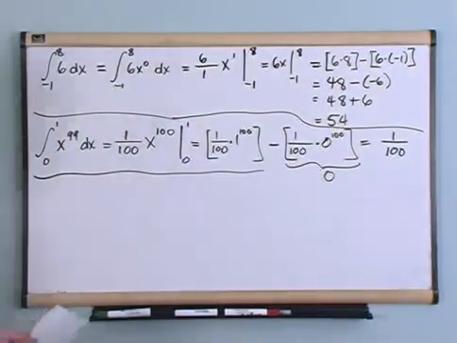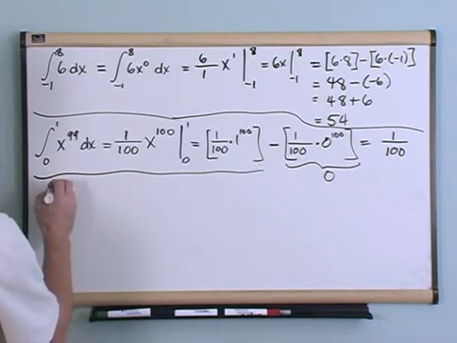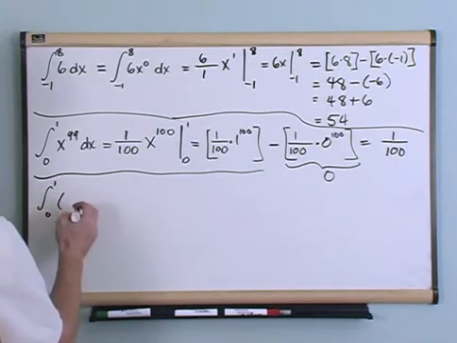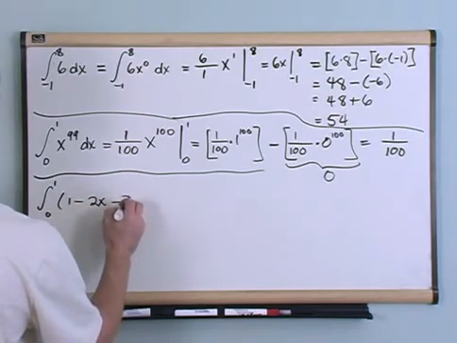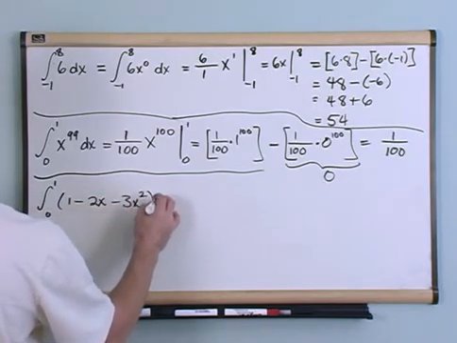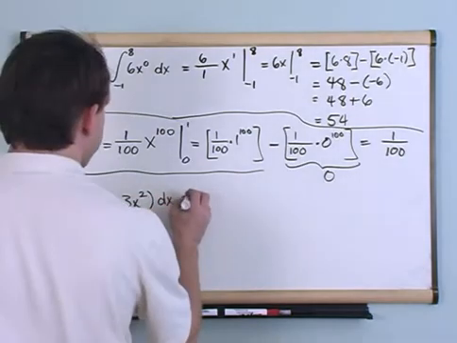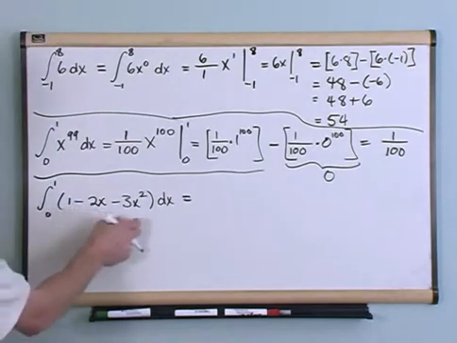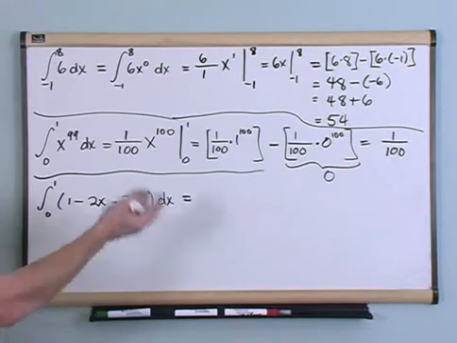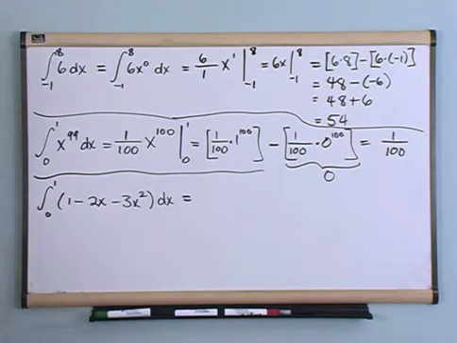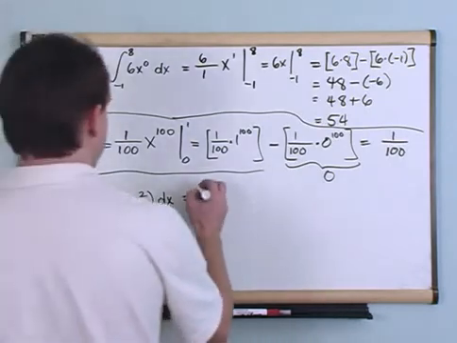Okay, now what if we had a problem that looked like this? Integral from 0 to 1 of 1 minus 2x minus 3x squared dx, okay? And we want to evaluate this guy. Now here we have basically a polynomial. We know how to integrate each part of it, and they're simply added together. So from our other property, we know that we can just integrate each one separately and add up the results. So let's do that. What would we have?